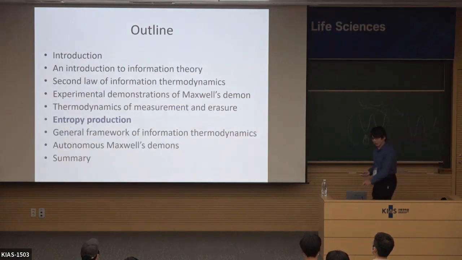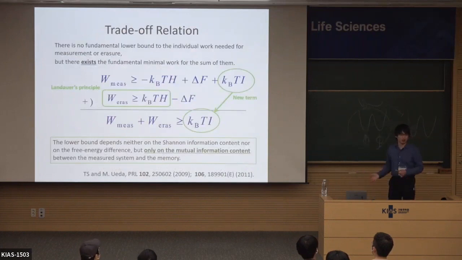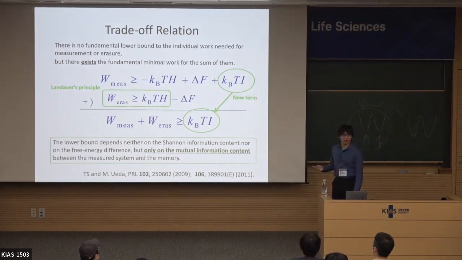I would like to emphasize that this mutual information term is exactly the same as the upper bound of the work that can be extracted by the Maxwell's demon. So this term is cancelled out with the excess work obtained by the demon. So that can be regarded as the resolution of the paradox of Maxwell's demon.